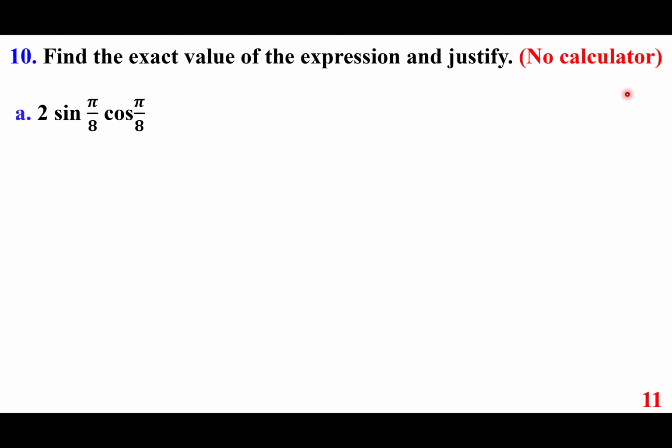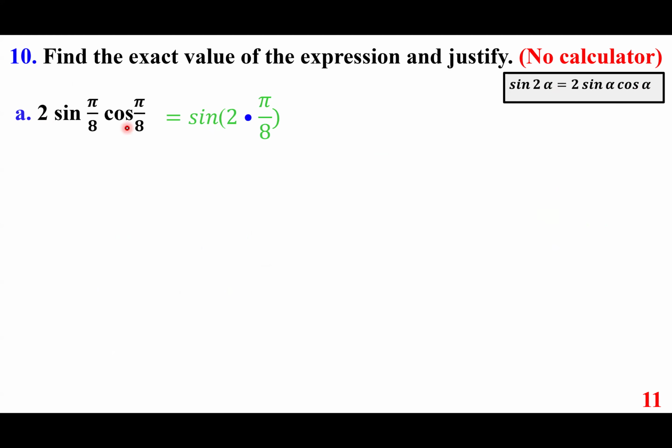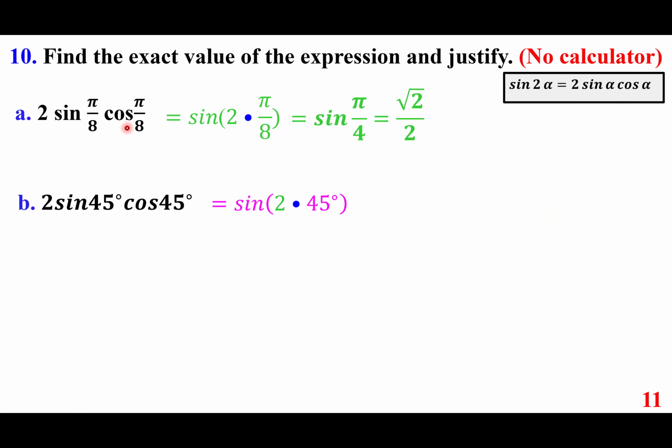Find the exact value, 2 sine pi over 8 cosine pi over 8. We recognize this as the sine of double angle. Sine of 2 alpha is 2 sine alpha cosine alpha. So this is sine of 2 times pi over 8, which is sine of pi over 4, and therefore square root of 2 over 2. This, exactly the same concept. It's sine of 2 times 45 degrees, which is sine of 90 degrees, which is 1.